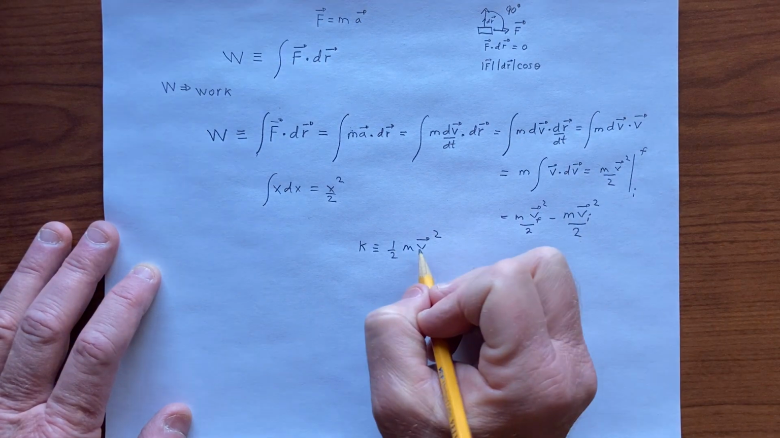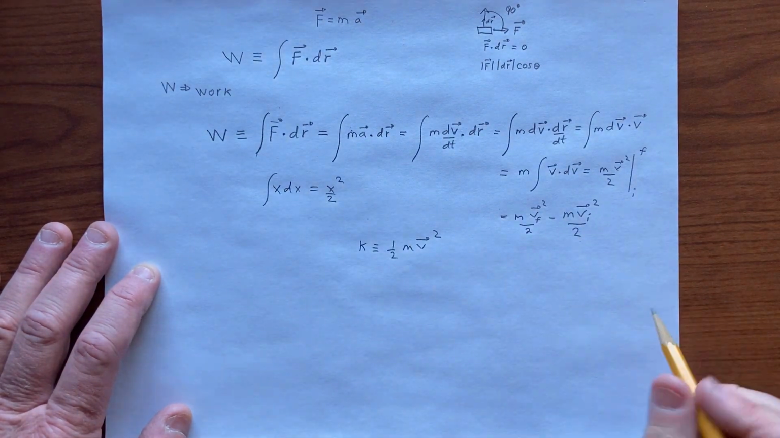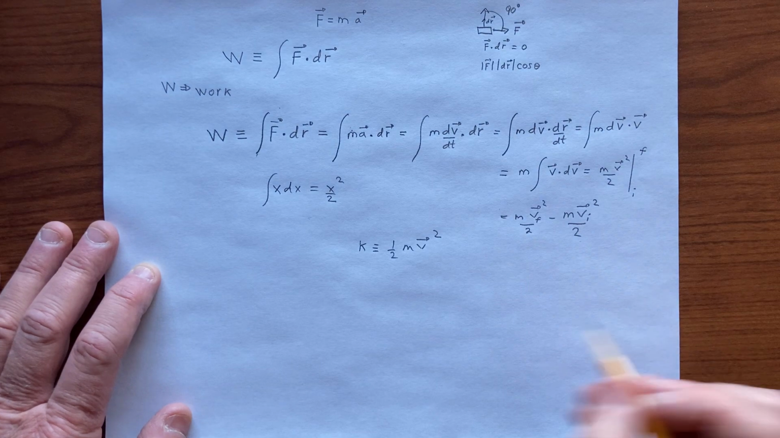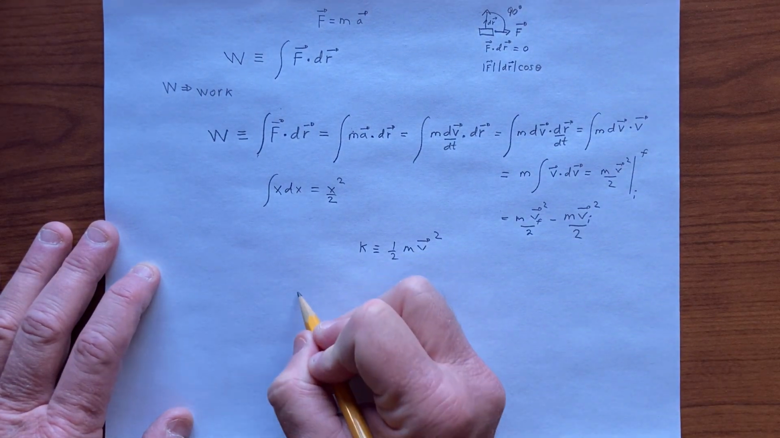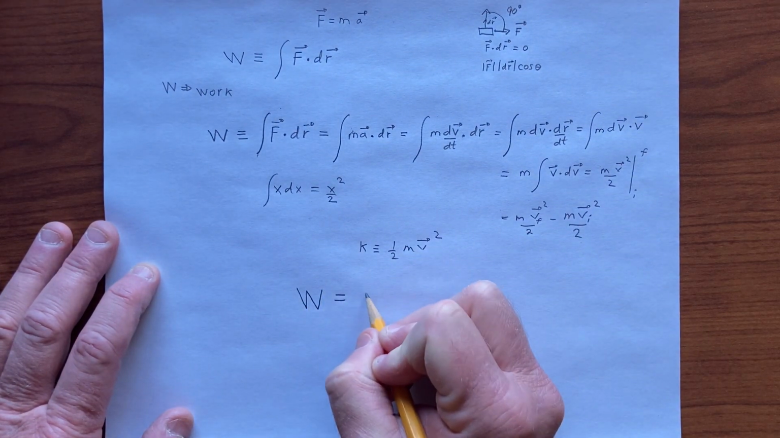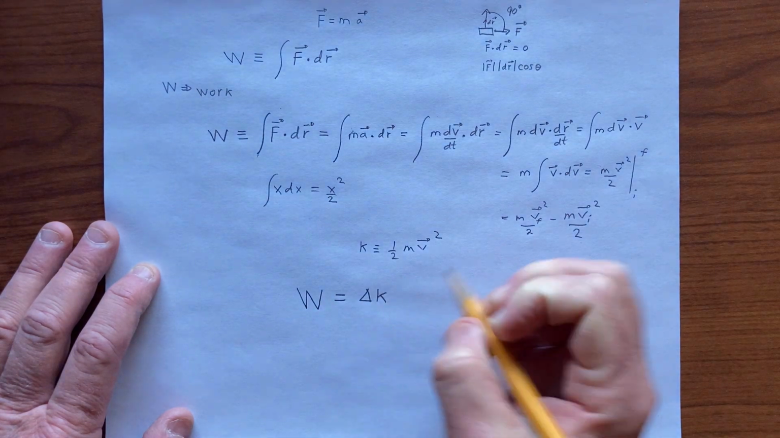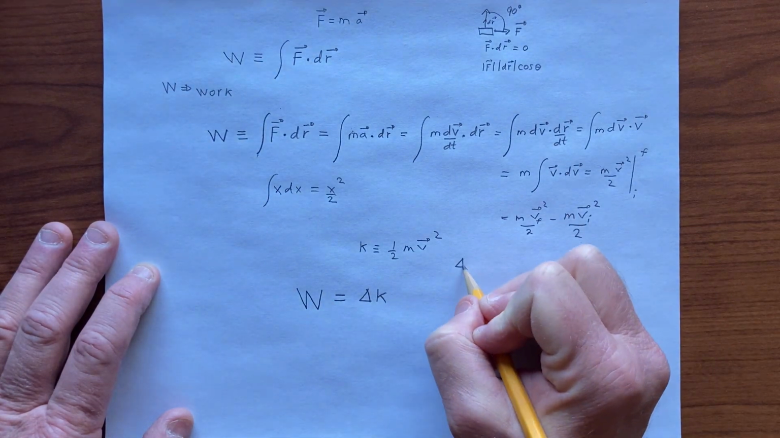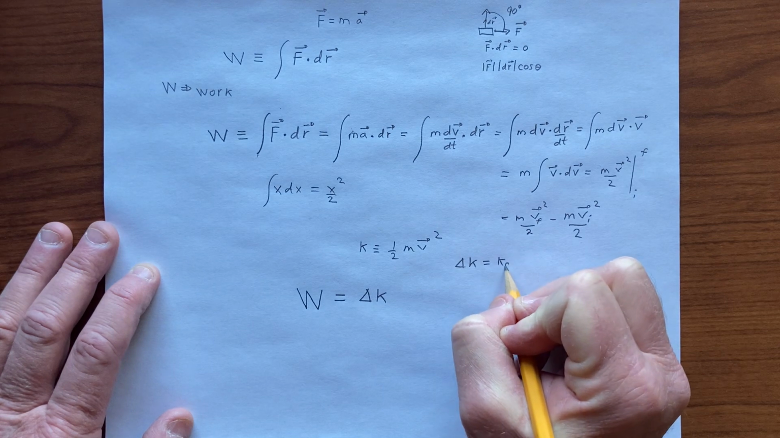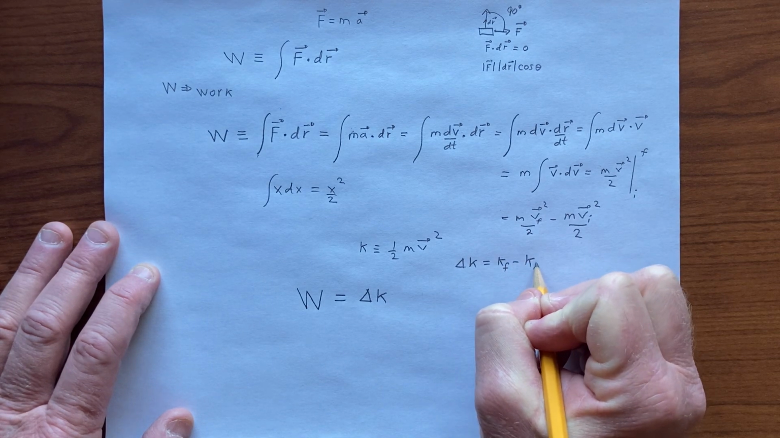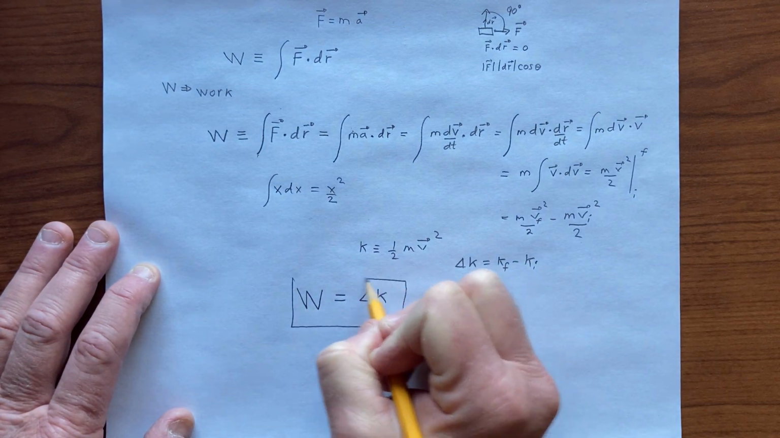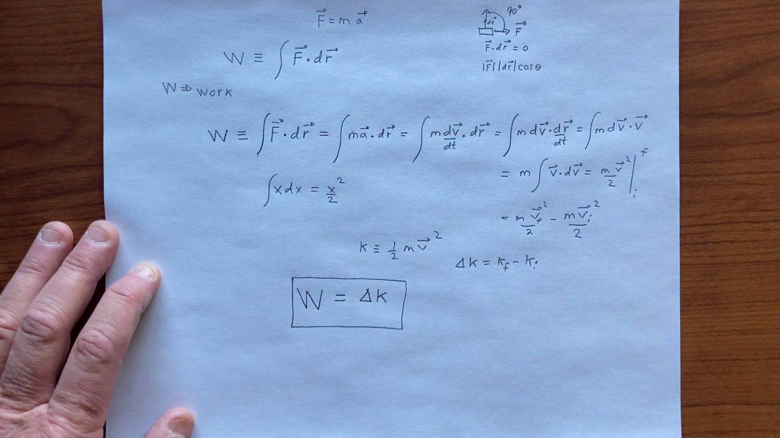And we call it a kinetic energy, and so work and energy are related, work and kinetic energy are related, and basically what we've just shown is that work equals a difference in K, where delta K is just the final minus the initial, and this is the work kinetic energy theorem.